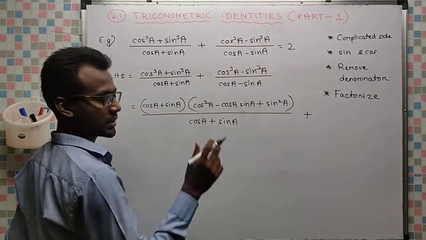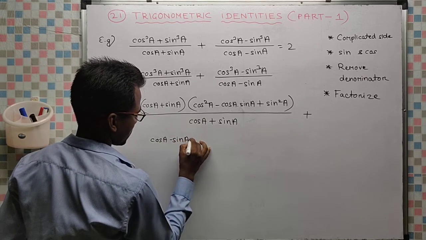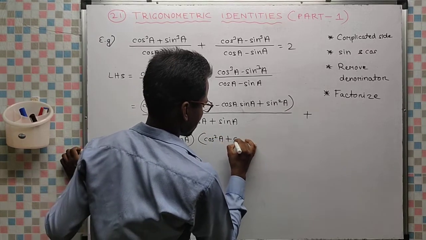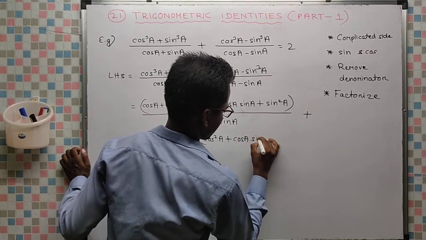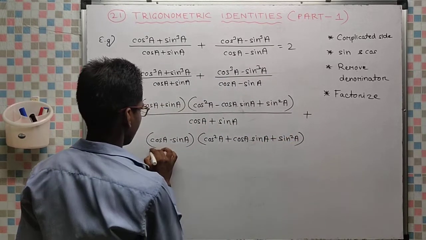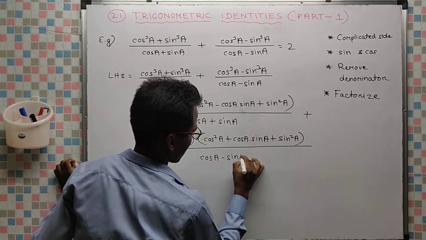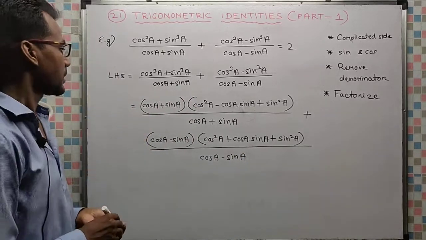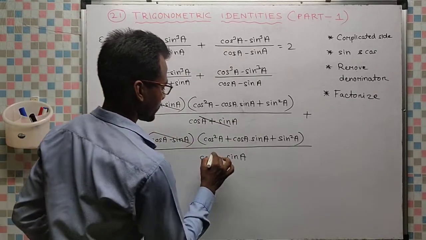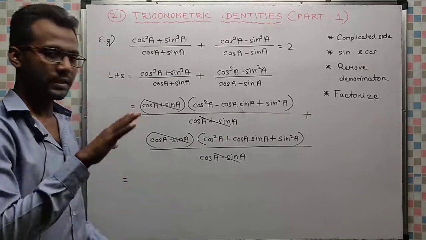This can be factorized as a cube minus b cube. So (cos A minus sin A) whole into (cos square A plus cos A sin A plus sin square A) whole by (cos A minus sin A). Now you can easily cancel this. Denominator removed. Cos A minus sin A, cos A minus sin A, again denominator removed. Next part, we have simply the numerators.